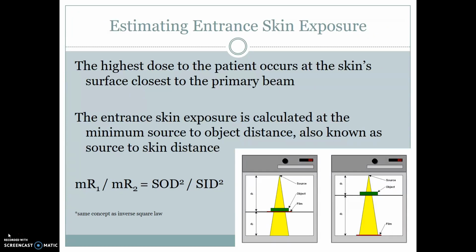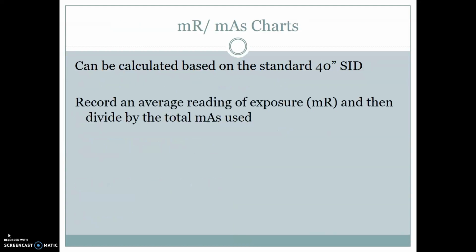The highest dose to the patient occurs at the skin's surface closest to the primary beam. The entrance skin exposure is calculated at the minimum source to object distance, also known as the source to skin distance. We can use the formula MR1 divided by MR2 equals SOD squared divided by SID squared. MR per mAs charts can be calculated based on the standard 40 inches of SID. Record an average reading of exposure in MR and then divide by the total mAs used.